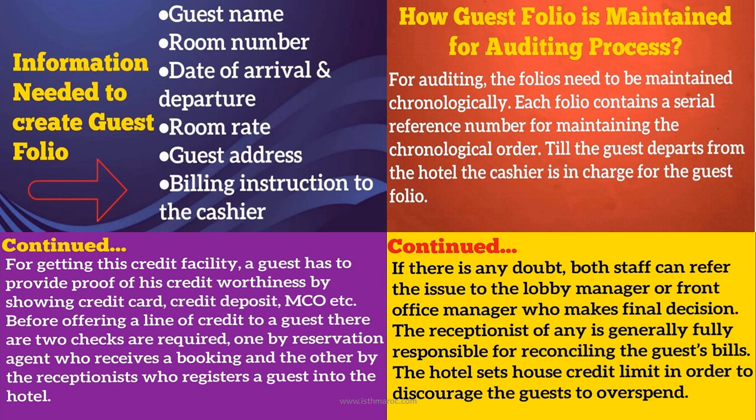The receptionist of any hotel is generally fully responsible for reconciling the guest's bills. The hotel sets a house credit limit in order to discourage the guest from overspending. So here it's all about the responsibility of the receptionist to reconcile the guest's bills and the finances we have just spoken about. In case there is a problem, the front office manager also has a word to say and makes a decision.